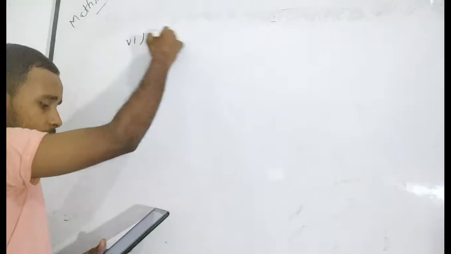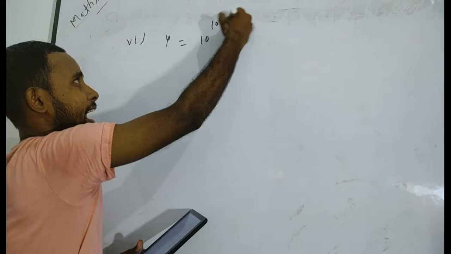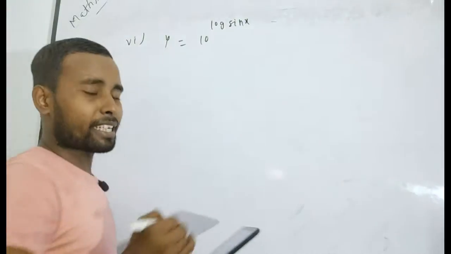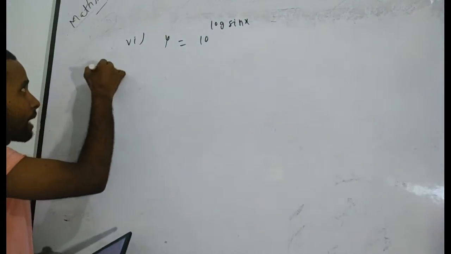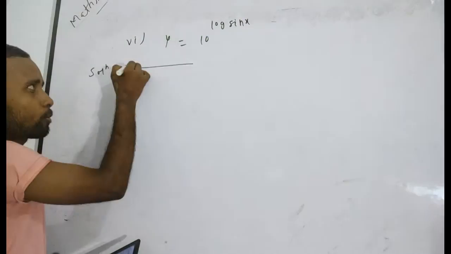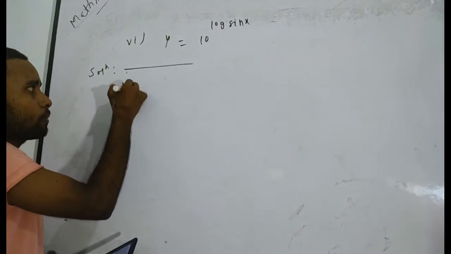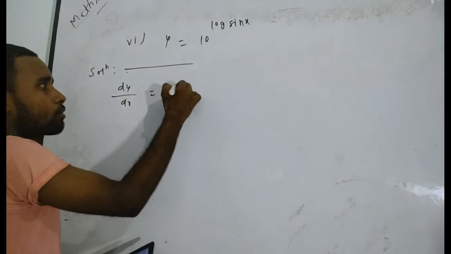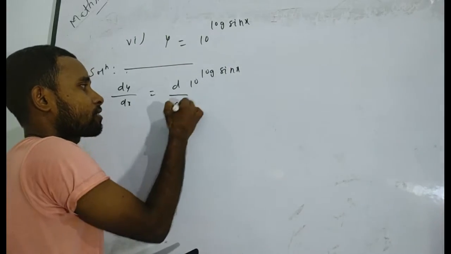See problem 6. In problem 6, it is given y is equal to 10 to the power log sin x. Now you have to differentiate this function with respect to x. As a fundamental concept, first of all you have to write, differentiating on both sides with respect to x, equation first. In that case, you will get dy/dx is equal to the derivative of 10 to the power log sin x with respect to x first of all.